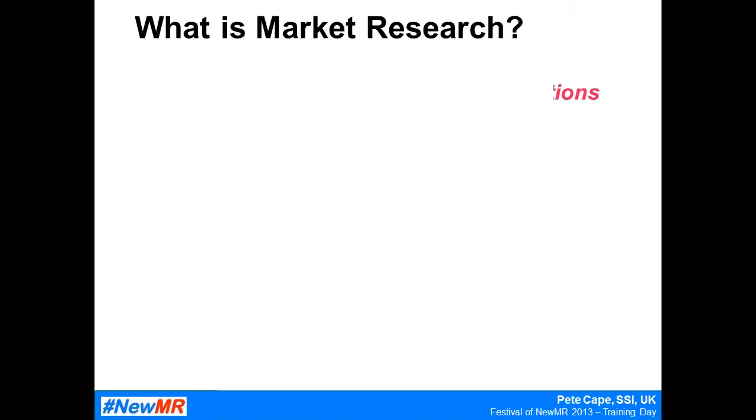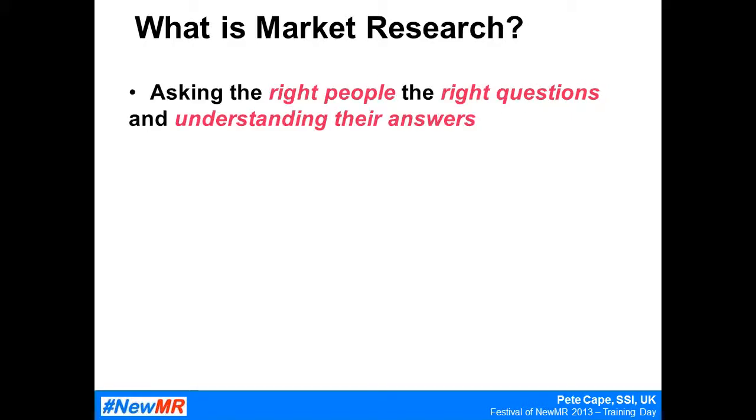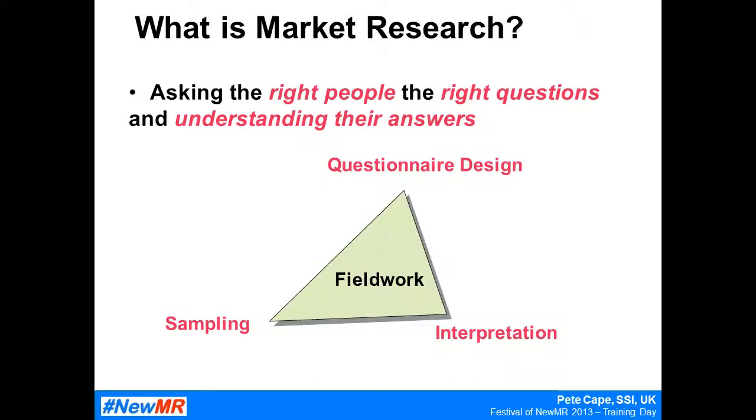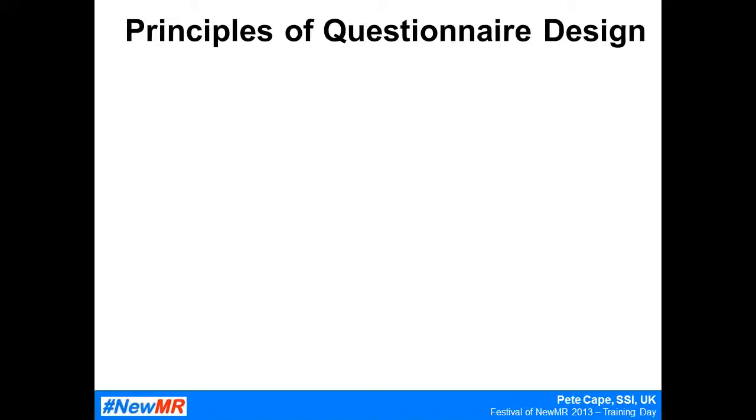So, some first principles. I always like to start at the beginning. What is market research? Now, keeping it simple, avoiding jargon, I like to think of it like this. It's about asking the right people, the right questions, and importantly, understanding their answers. If we want to put this into our own jargon and make a graphic out of it, then it would be sampling, questionnaire design, and interpretation. And like all good triangles, it needs all three to work, and the absence of any one of them causes the whole thing to fail.